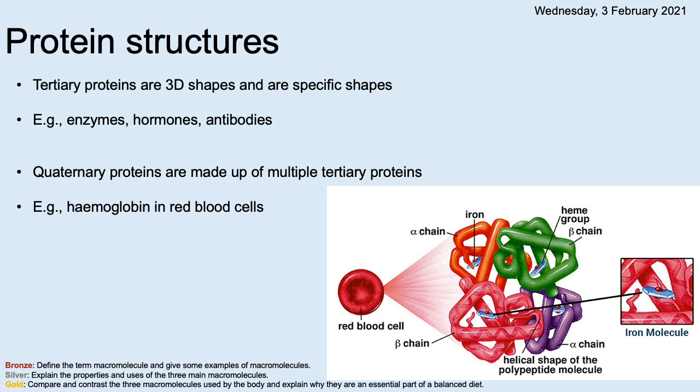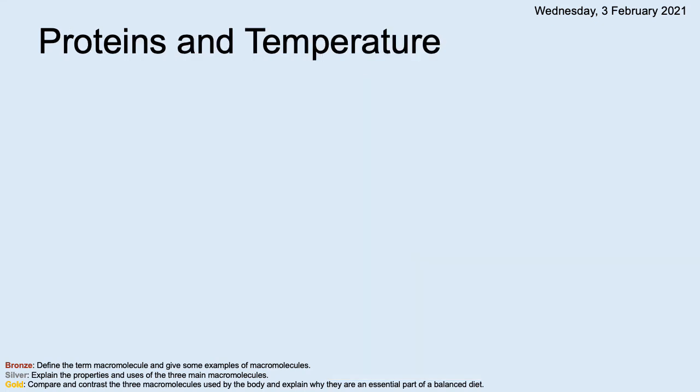And a good little fact for you here is there are 4 containing iron, which means that they can carry 4 oxygens per hemoglobin in the red blood cells, which maximises the amount of oxygen that a red blood cell can carry at once. Okay, so proteins and temperature then.